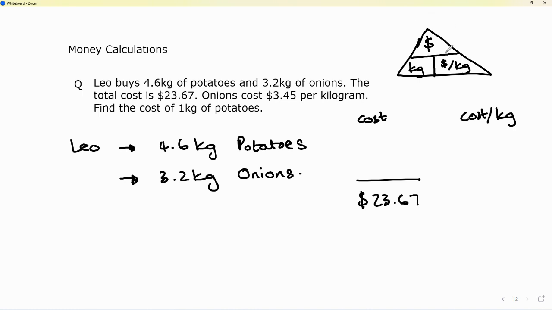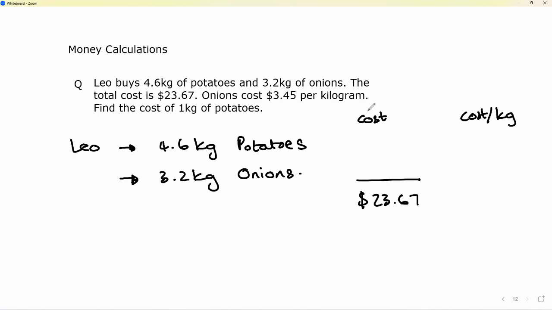And this triangle always means the following. You divide down and multiply across. So dollar divided by kilograms becomes dollar per kilogram. And when you multiply kilograms and dollars per kilogram, it becomes dollar. You can also see that in a simple equation. Kilograms times dollar per kilogram, the kilograms cancel out, leaving you with just dollar at the top.